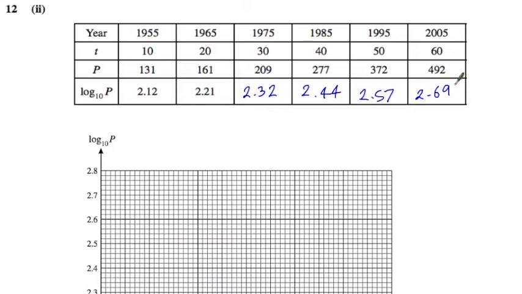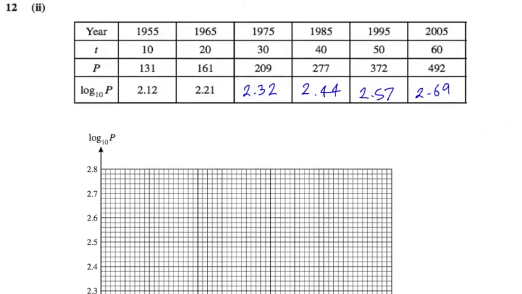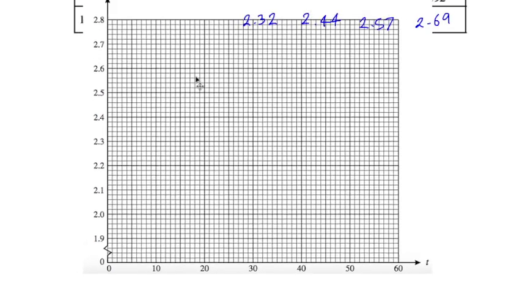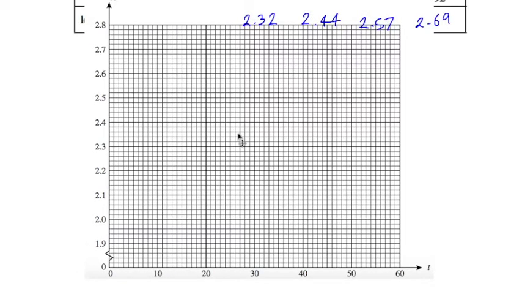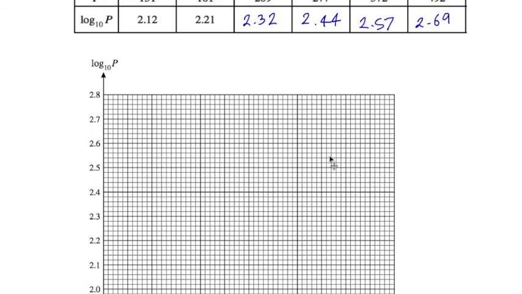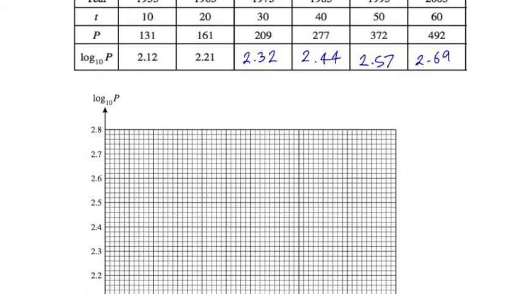Okay, and remember T is the number of years after 1945, so you can see they've given us all the right T values. So then, I'm not actually going to do this, but what you need to do is plot all those points on here, and you should get some kind of straight line, and then it's just a case of finding the gradient and intercept. Or maybe I will, because some of you struggle with that.